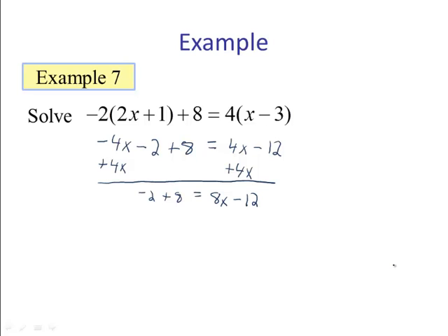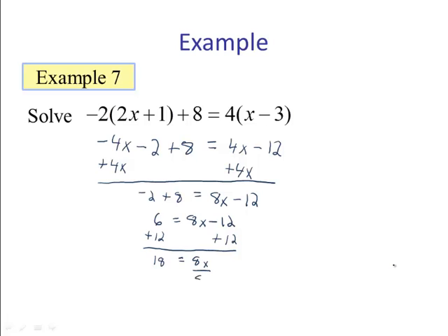These are like terms, so we can combine them and we get 6. I need to get rid of the 12. So following the order of operations backwards, I get rid of subtraction before multiplication. So I'm going to do the opposite and add 12 to both sides. So we get 18 equals 8x.